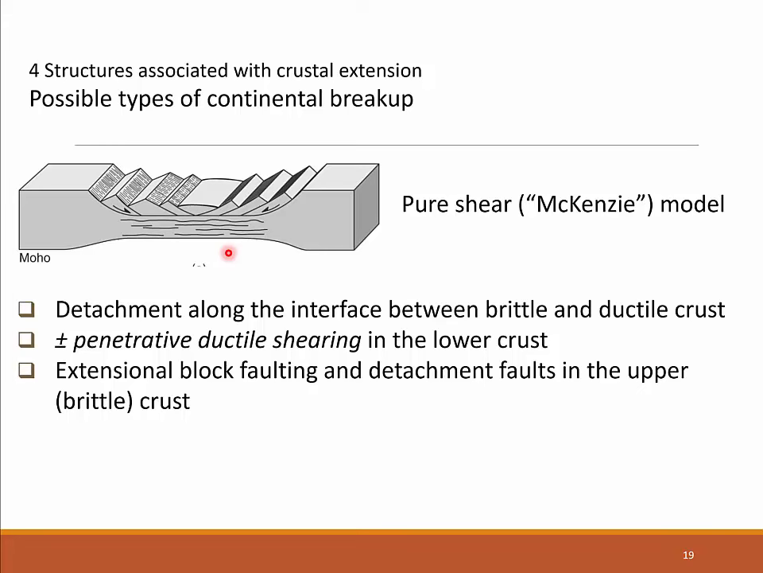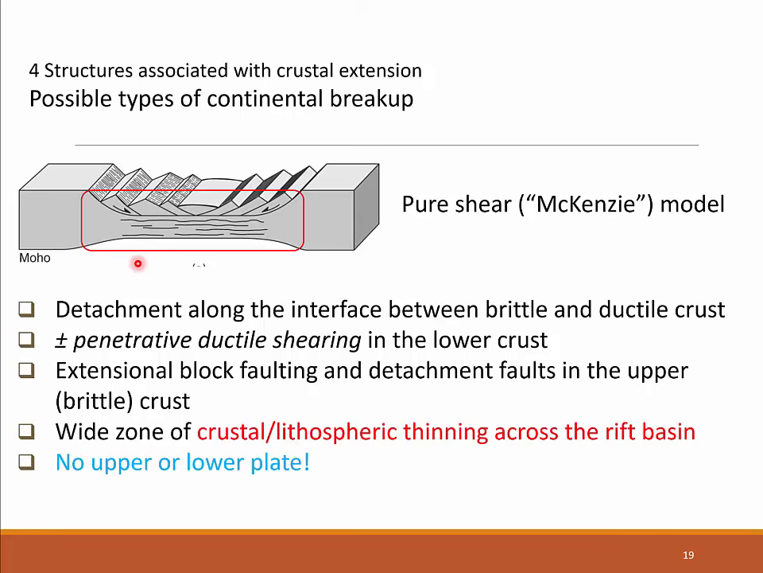Let's look at the McKenzie model first. The detachment that we can see is not between an upper plate and a lower plate. That is an important feature of the pure shear model. There is no such subdivision in upper and lower plate, but what we find is an upper crust that is dominated by brittle tectonics and a lower crust that is dominated by ductile tectonics. This is obviously due to the asthenospheric upwelling, the thinning of the crust, and the enormous heat input that the entire rift basin experiences.